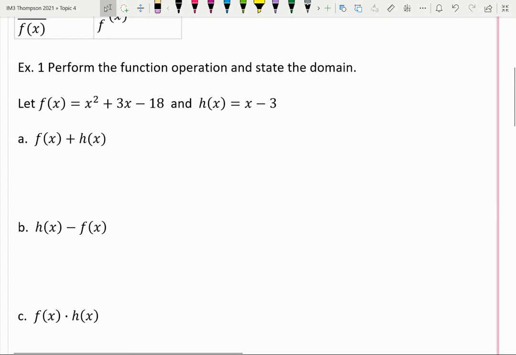So this symbol here for A just says I'm going to add f of x and h of x. F of x comes first, where f of x is x squared plus 3x minus 18, and h of x is x minus 3. Most of these functions will be quadratic or linear. They don't have to be. We've done all kinds of polynomials at this point.